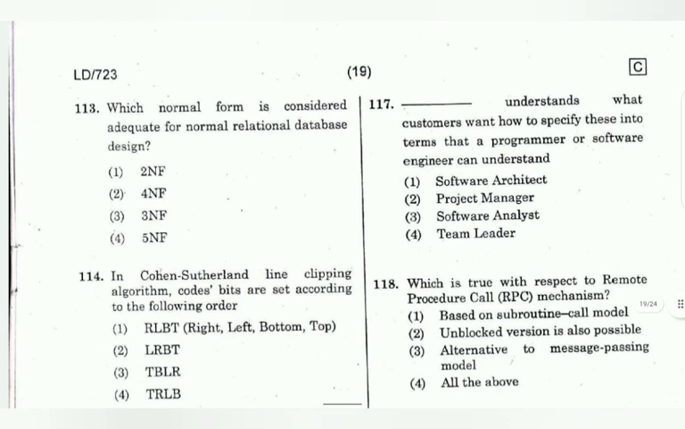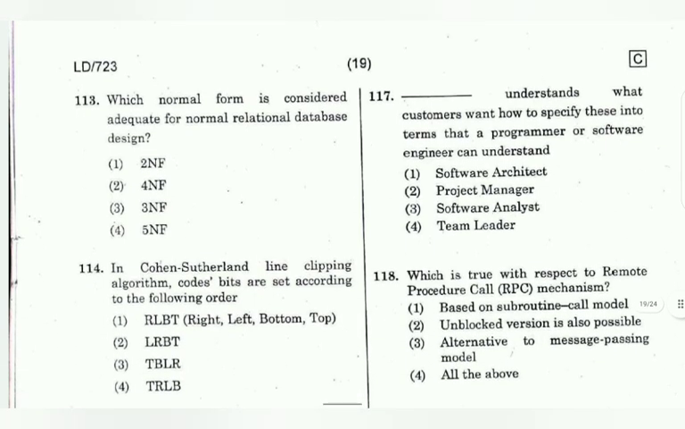Which normal form is considered adequate for normal relational database design? First normal form removes the duplicate columns and ensures atomicity, and second normal form eliminates partial dependencies, and third normal form eliminates the transitive dependencies. So it ensures that all attributes are directly dependent on the primary key, and fourth and fifth normal form are used for further refinements but not always necessary for standard database design. So here third normal form is the correct answer because it is generally considered adequate for normal relational database design.